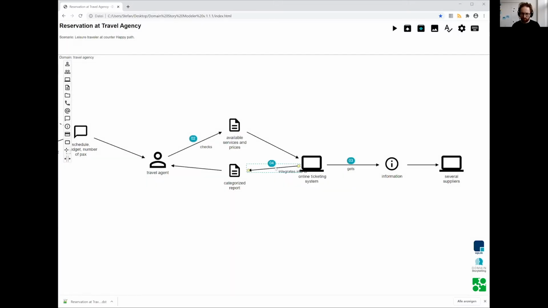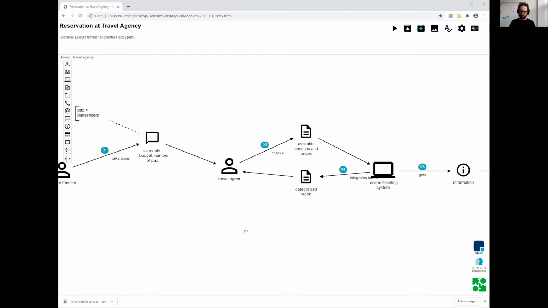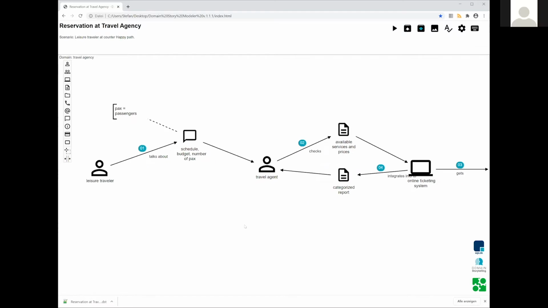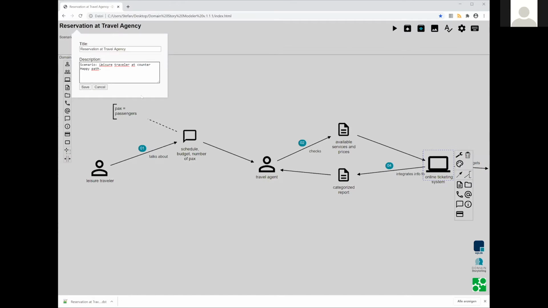That information to a categorized report. Okay, now the travel agent has a report about the available services and prices. Yeah, exactly. And I simply compare the prices, since I've mentioned that we are talking about a leisure traveler and this persona is price sensitive. I compare the prices and select the best suited services to the traveler upon their budget.